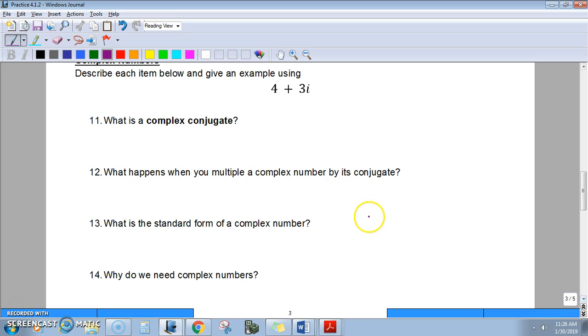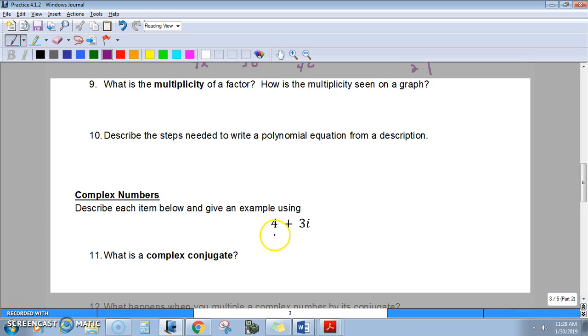What is a complex conjugate? The complex conjugate is when you take your complex number, which has both a real piece and an imaginary piece, and you switch the sign. And the reason you do that is so that when you multiply them together, you can get rid of the imaginary number. So the complex conjugate of 4 plus 3i would be 4 minus 3i.